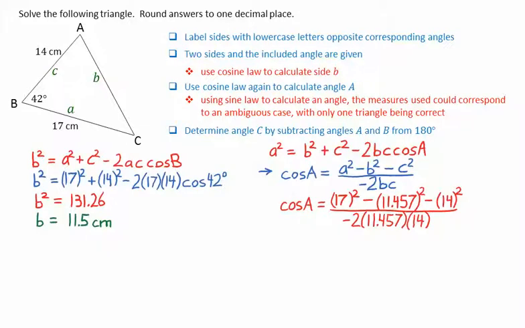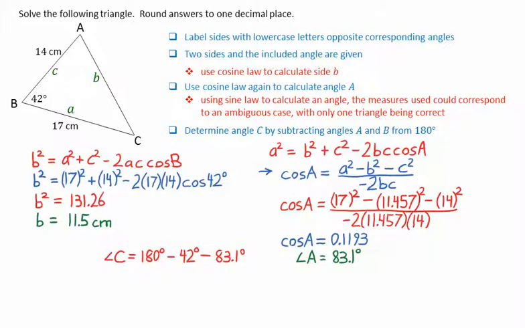Substituting in a equals 17, b, which we had just calculated. Note I am not using the rounded off 11.5, but I'm using 3 decimal places in my value for b. And then plugging in c equals 14, we end up with cosine of A equals 0.1193, corresponding to angle A equals 83.1 degrees, taking the inverse cosine of 0.1193.